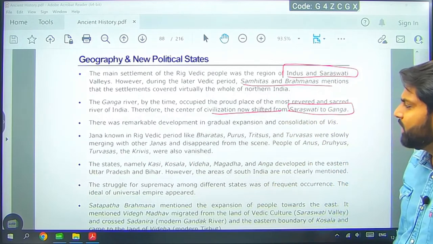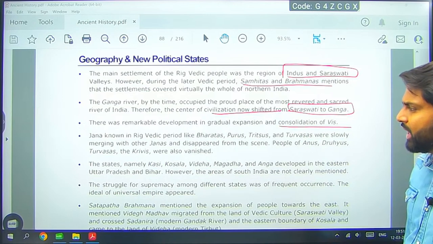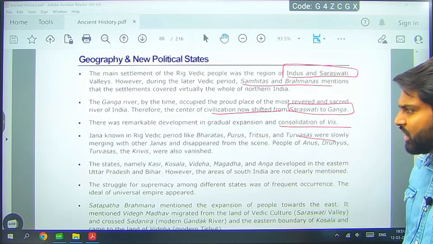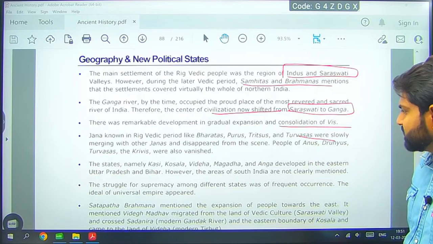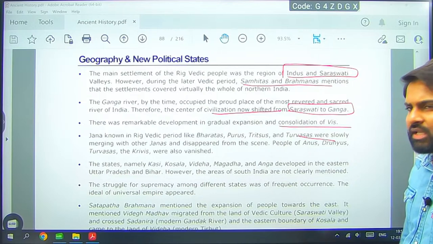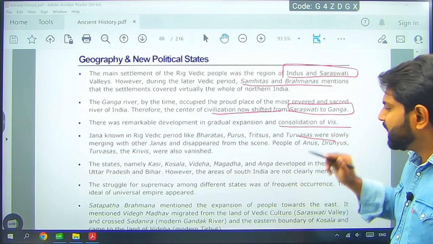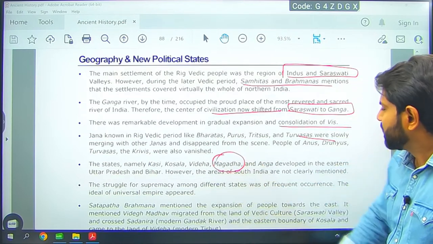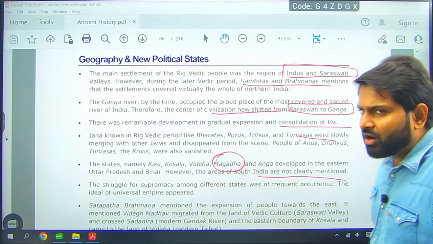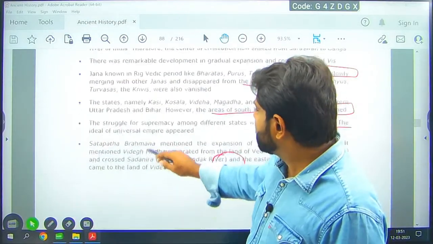There is a remarkable development in the gradual expansion and consolidation of the Janas. Janas known in the Rigvedic period, like Bharatas, Purus, Tritsus, Turvasas, were slowly merging with one another and disappeared from the scene. People of Anus, Druhyus, Yadus and Krivis were also banished. Names like Koshala, Kasi, Videha, Magadha and Anga developed. Remember Magadha is in eastern Uttar Pradesh and Bihar. The areas of South India are not clearly mentioned. Most of the time we get information about eastern Uttar Pradesh and Bihar regions.